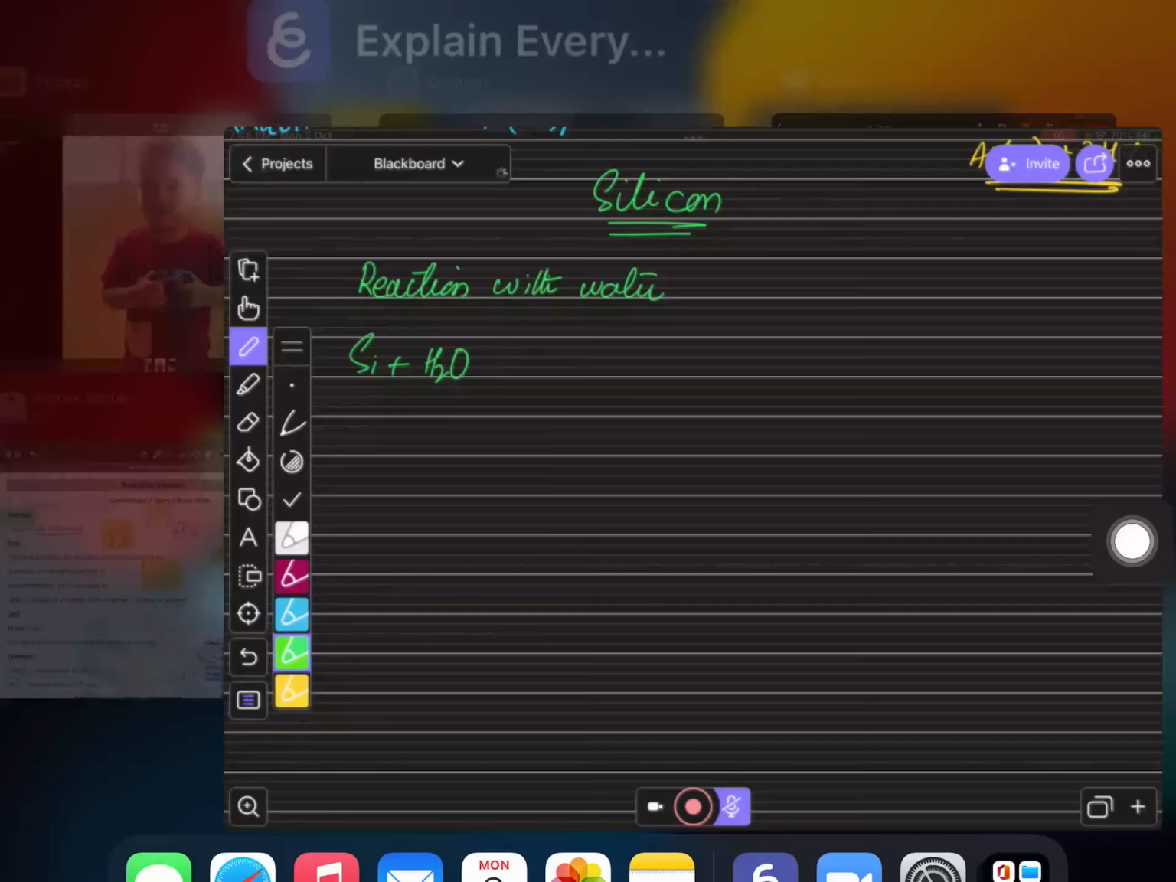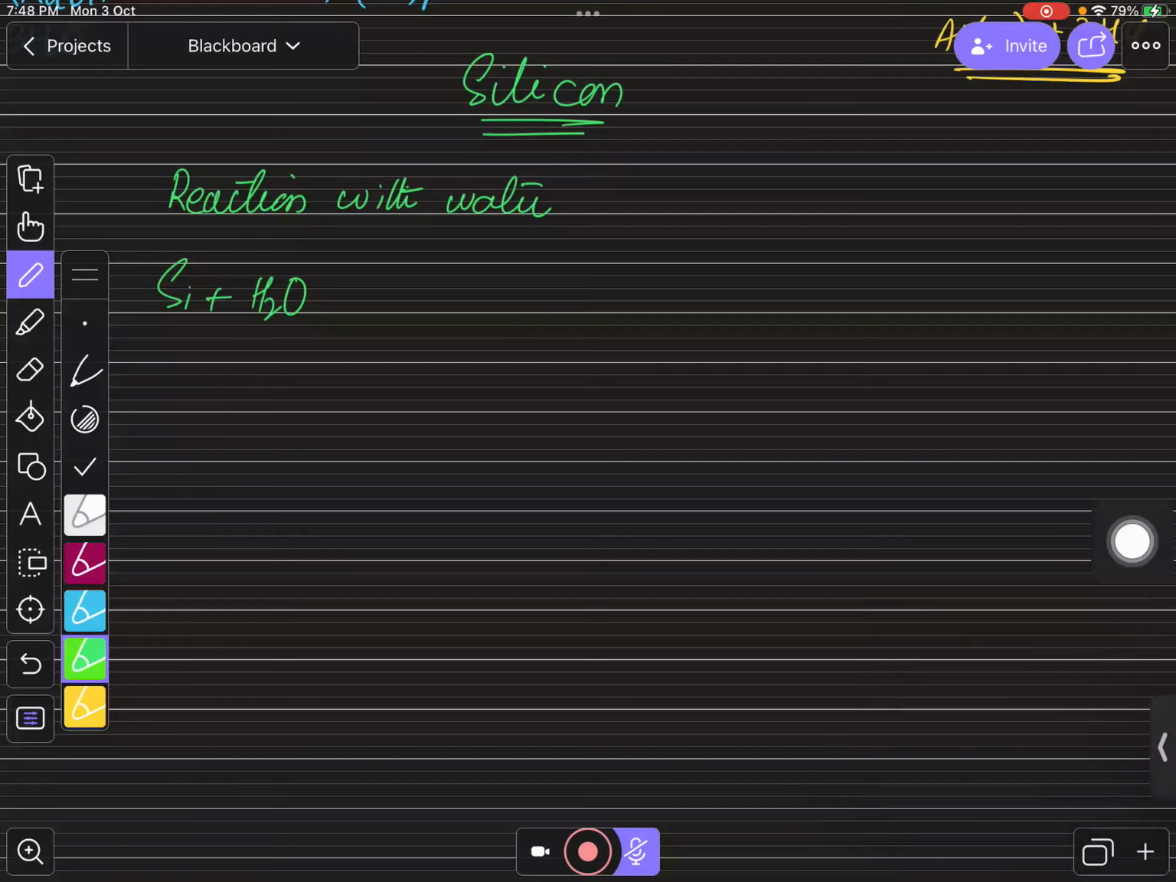Okay, so we were talking about silicon, right? So let's discuss silicon. If you react silicon with water, so it can form what? It can form silicon dioxide plus hydrogen gas, but you need to keep in mind that silicon reacts with steam at very high temperature, right? The only possibility for this reaction is with steam at high temperature, right? So this can happen over there in these conditions, right?